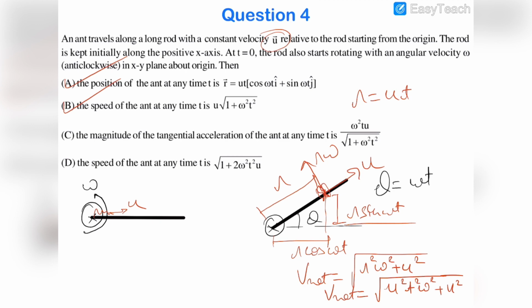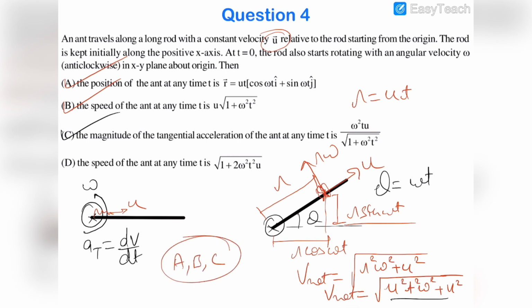And the magnitude of tangential acceleration would be at. It is dv by dt, the rate of change of speed. So if we differentiate this one, then C would also be the correct answer, and D is obviously wrong. So the correct answers are A, B and C. Now we move on to the next question.